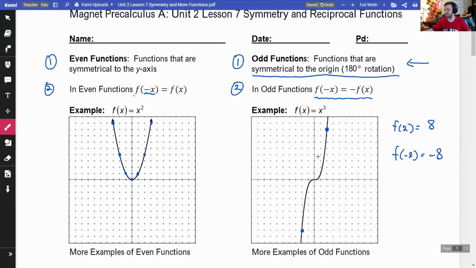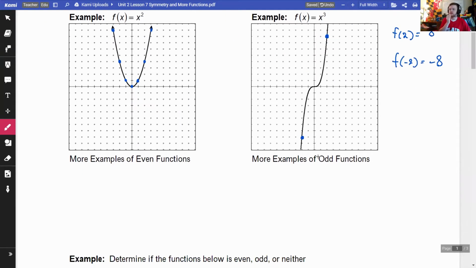Let's just talk it out. What are some other examples of even and odd functions besides, of course, x squared for even and x cubed for odd? Well, x to the 4th, x to the 6th, x to the 8th. Ooh, so can I write this? Even functions.